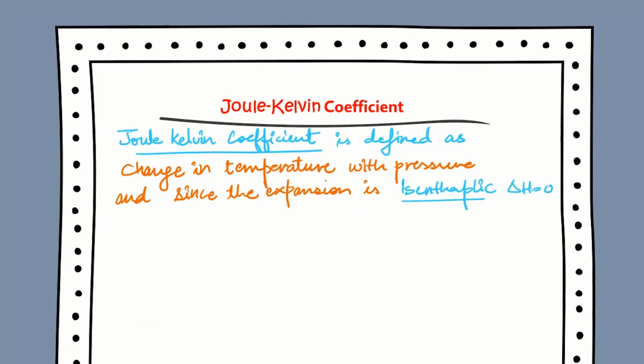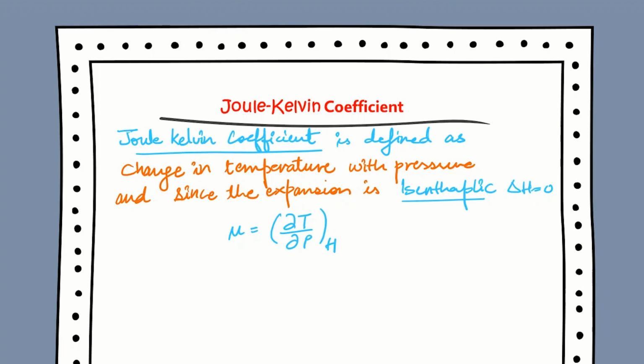So now we will be doing the first part. We are going to define the Joule-Kelvin coefficient first, and then we will see the mathematical form of it. The Joule-Kelvin coefficient is defined as the change in temperature with pressure, and since the expansion is isenthalpic, we can write mu as del T over del P at constant enthalpy.